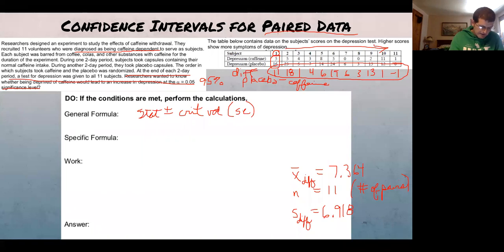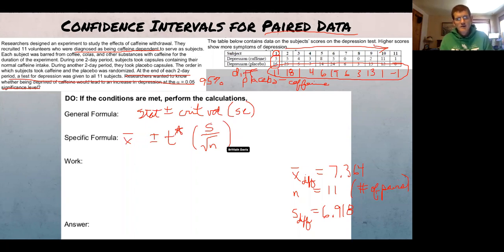So if we think back to that, we normally had x bar plus or minus a t star critical value times s over the square root of n. All right, so our standard error is s divided by square root of n. So now the only thing we need to change about this is that now we're dealing with x bar sub diff, and this is s sub diff.